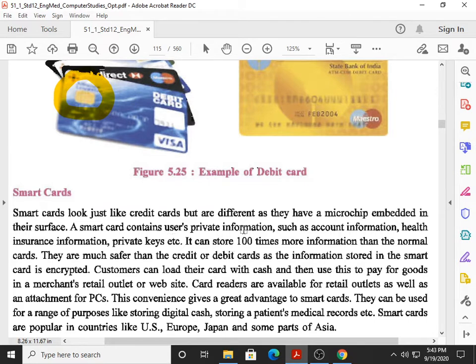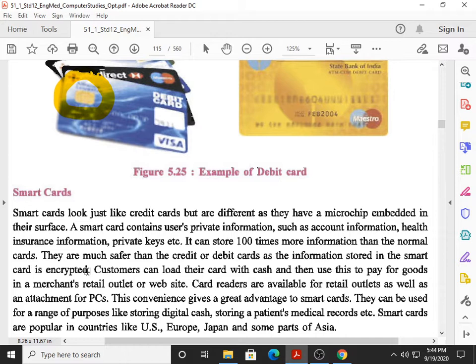It can store 100 times more information than the normal card, because a normal card uses a magnetic strip and a smart card uses a microchip. So that's why a smart card stores more information. They are much safer than the credit or debit card, as the information stored in the smart card is encrypted. Encrypted, I already explained to you in my previous lecture. So if you don't know what encrypted is, then just see the previous lectures.